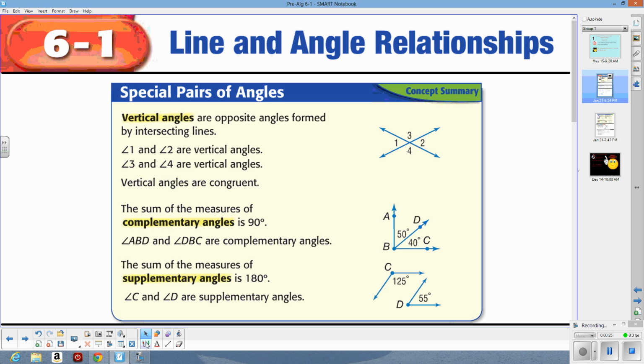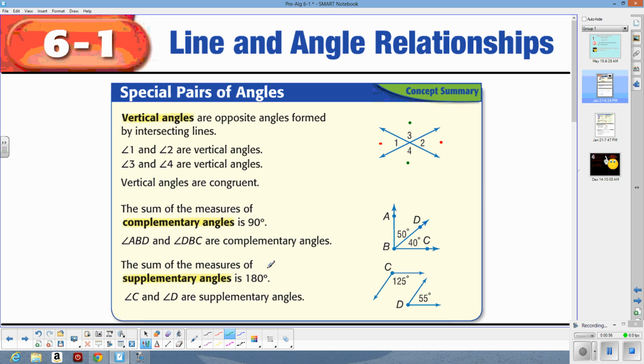I like to sometimes call these the bow tie angles, because look over here. These two angles right here, angle 1 and angle 2, that make a little bow tie, those are called vertical angles. So angles 1 and 2 are vertical, and 3 and 4 are vertical angles. Vertical angles are congruent, which means they're the same size.